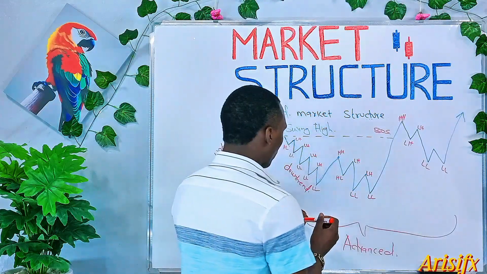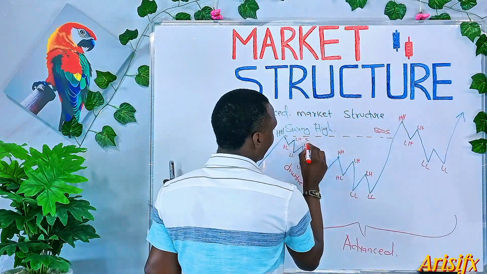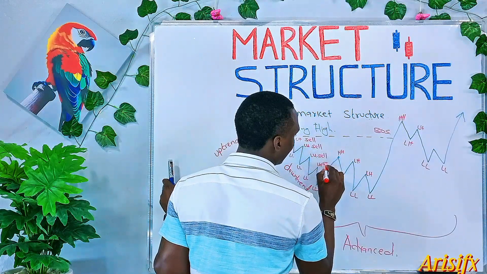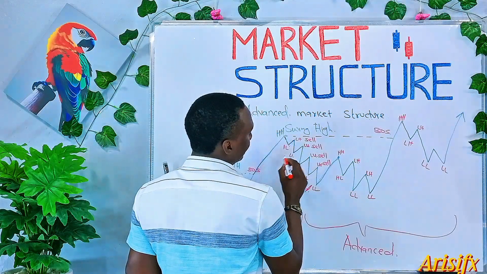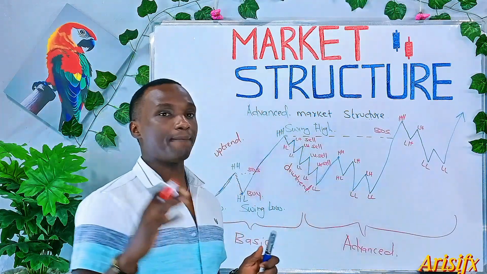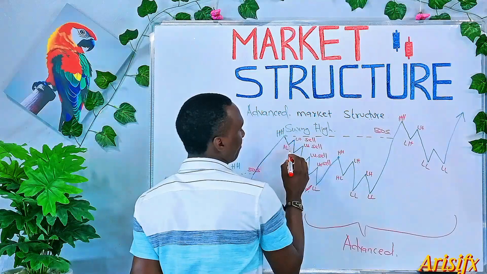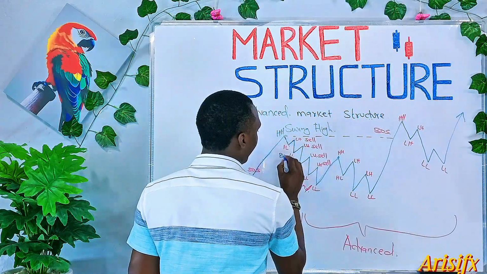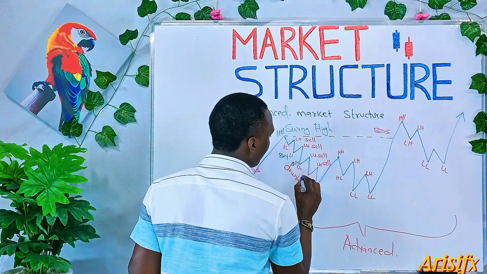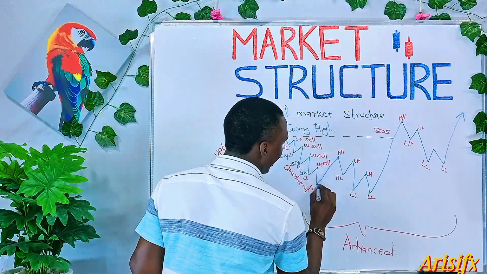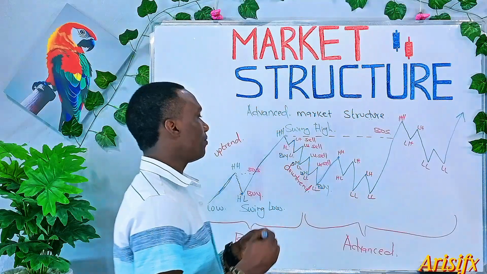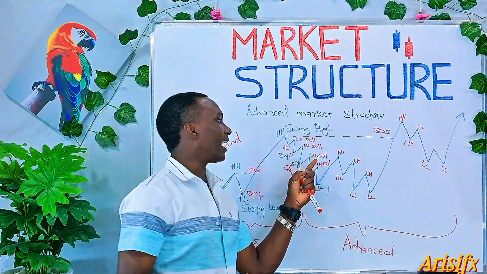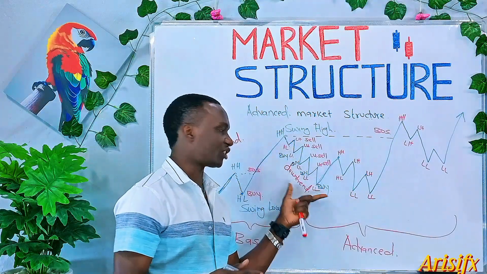So you'll find some traders are selling here, some are selling here, some are selling here. And you'll see some of those who think that the market is bullish taking bullish positions from here, from here, and from here. So you see, this is why we're saying that the market is in an advanced market structure.